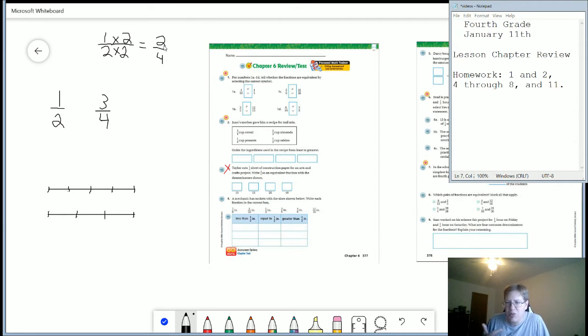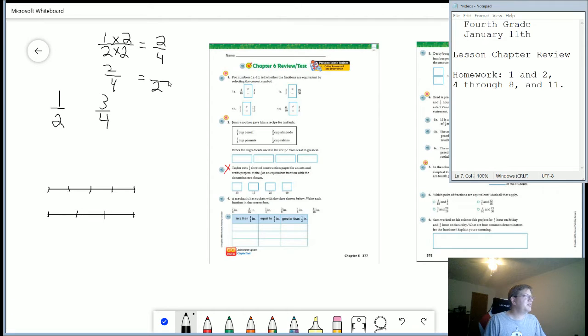Now, if I want to go back the other way, I can divide. And so I'm going to do that down here. So I'm going to start with 2/4 this time, and we are going to work our way backward to get something over 2.